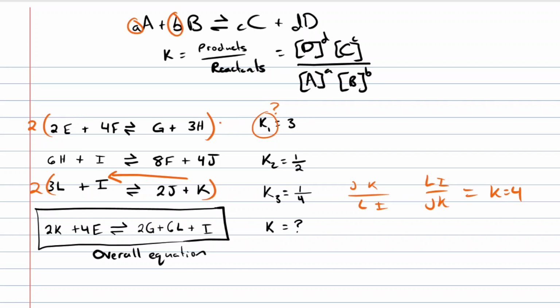If you are doubling your equation, you're essentially multiplying each of these by 2. And we could factor that out to be simply the whole thing is getting squared. So whatever you're multiplying these by, you're going to raise it to that power. So K1 is going to become 3 squared, or 9. We haven't touched the middle one yet. And then the bottom one is going to be 4 after it's flipped, and then squared. So that will be 16.